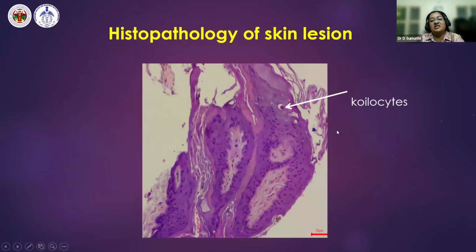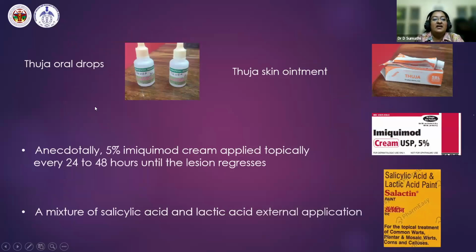An important histopathology lesion is that they are going to have koilocytes, which is typical for the presence of papilloma. And here in our country, we use Thuja oral drops combined with Thuja skin ointments, which we have also tried in many dogs, which have given successful results. But sometimes they don't respond, and sometimes they are very aggressive. And we have also used 5% imiquimod cream, which is also good in regressing the lesions.